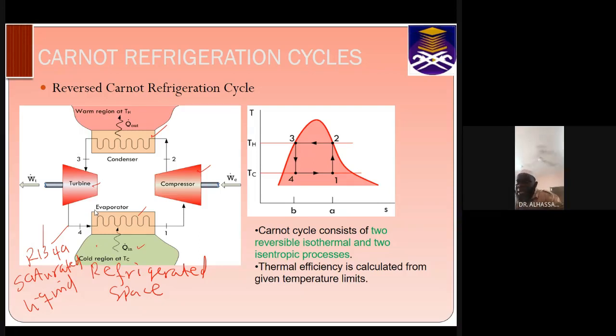The same thing is happening over here. Even though somebody will say the temperature of the refrigerated space is very, very low, yes, it's true. But since the boiling temperature of this refrigerant is also very, very low, the moment it comes in contact with this, it will be a hot space for this refrigerant. So it will start absorbing the heat. When it absorbs the heat, all the liquid will be converted into vapor. So in this state, we have saturated vapor. Now the vapor enters into the compressor.